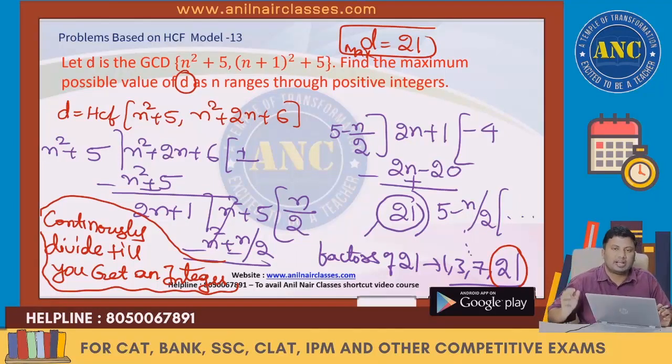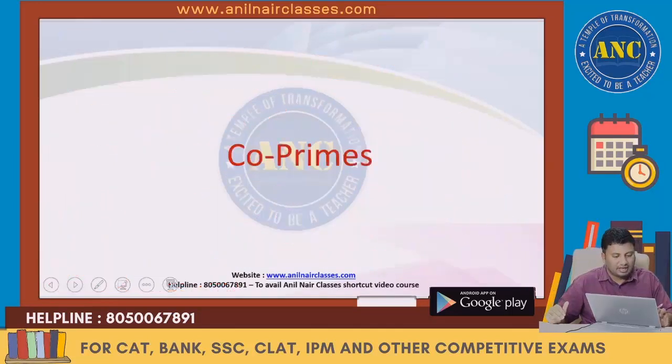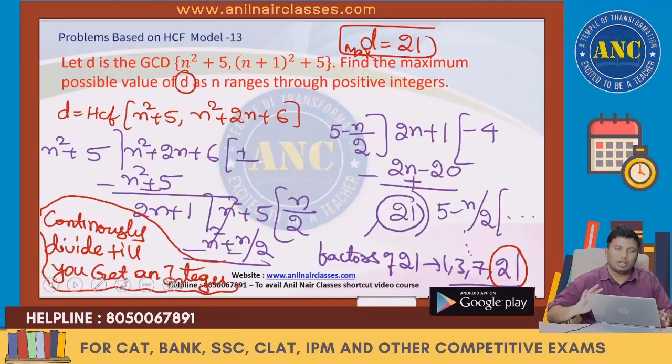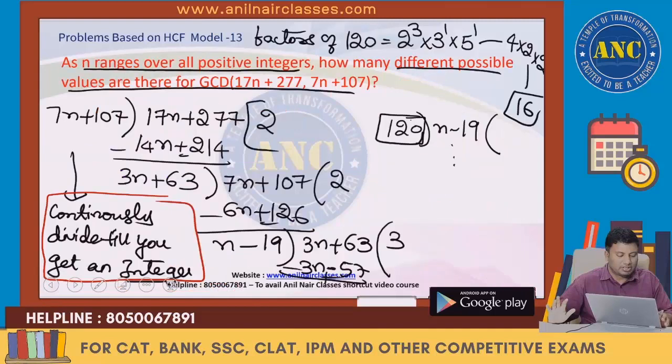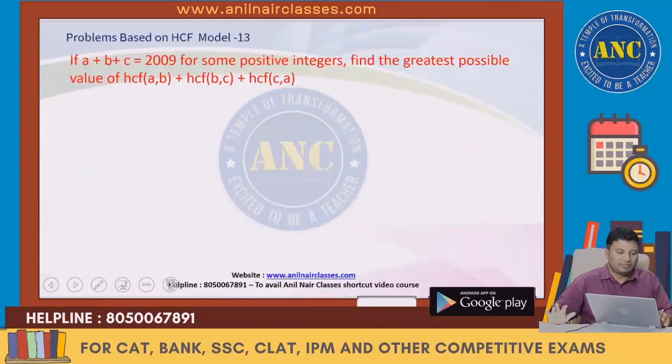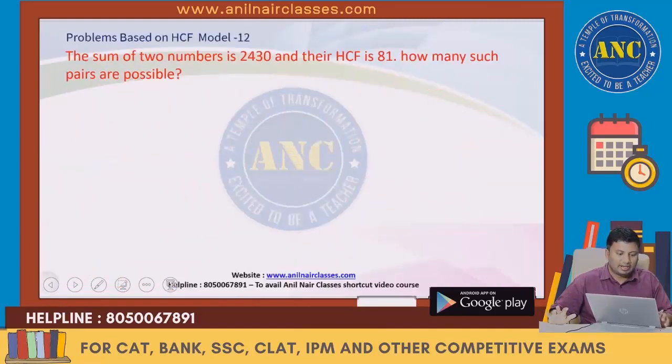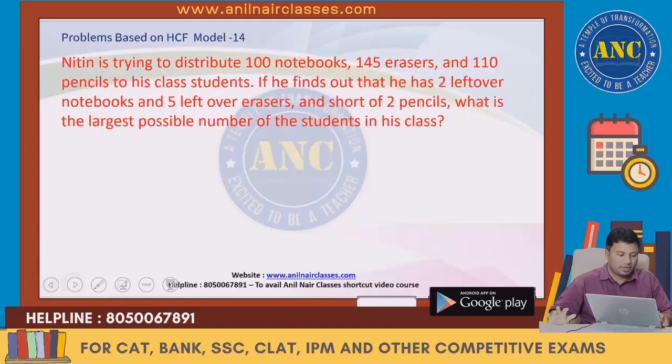If the question contains variables, how to find the HCF? Continuously divide till you get an integer. I hope the entire idea is clear, right? HCF, all the problems are clear. If variables are given, how to find out the HCF, right? All these problems, I hope it is clear.